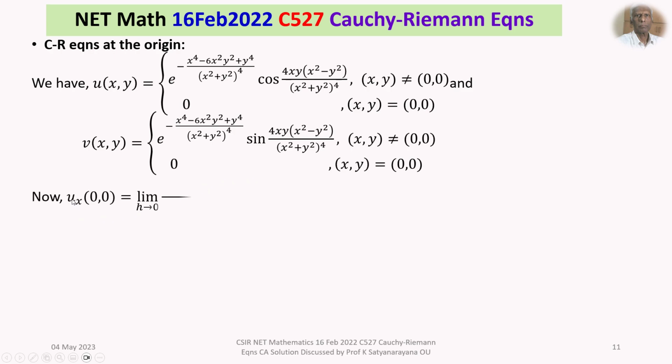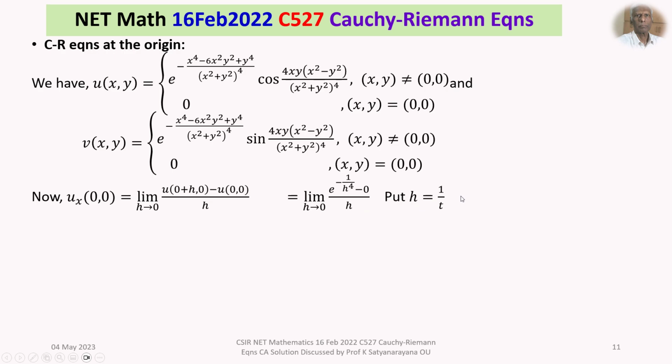Now ux, that is del u by del x, ux at 0 comma 0 is limit h tends to 0, u of 0 plus h comma 0 minus u of 0 0 by h. U of h 0: put x is equal to h, y is equal to 0. Then you will get minus h e power minus h power 4 by h power 8, and that is e power minus 1 by h power 4. And cos of 0 is 0. Minus u of 0 0 is 0 by h.